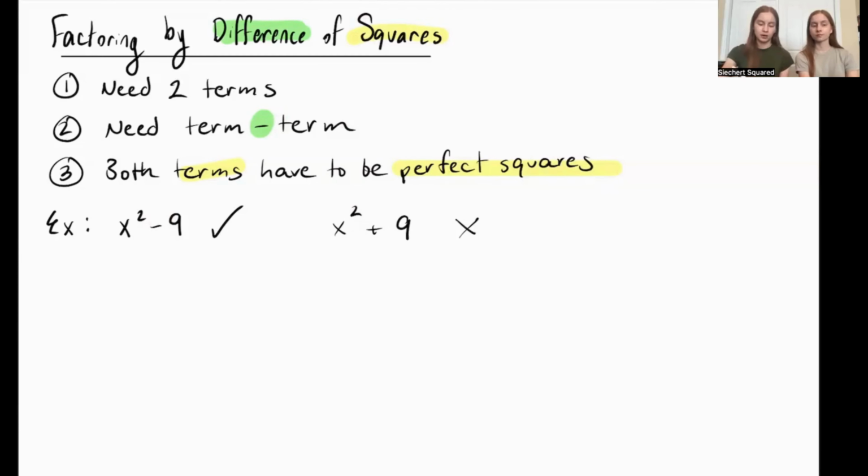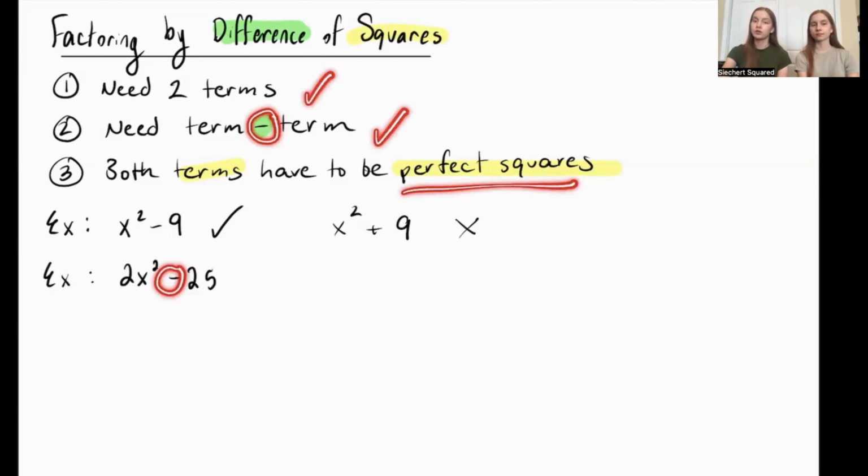Now, another one that we have to look at is something like 2x squared minus 25. I have two terms that are separated by that minus, so that's a yes. I need it to be subtraction, and I do have that, so check. And the last one is I have to have perfect squares, which this looks like it might work because I have x squared and I have 25, which is a perfect square, 5 times 5. But I have that 2 in front, and 2 is not a perfect square.